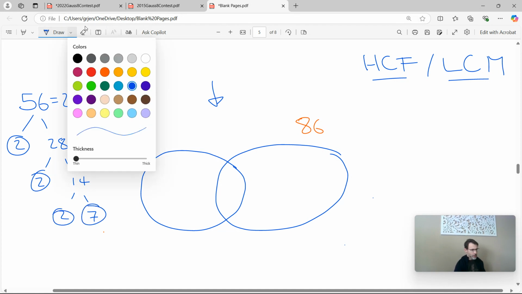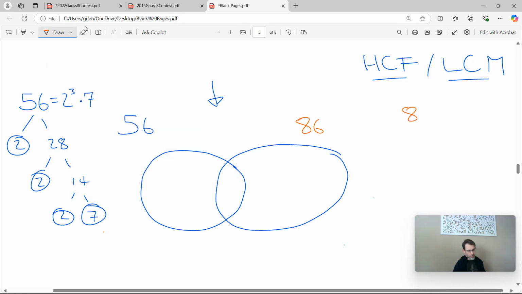Let's do the same thing for 86. It's actually a simpler number. It's still composite. It's divisible by 2. But then I get 43 and I'm done because both of those are prime.